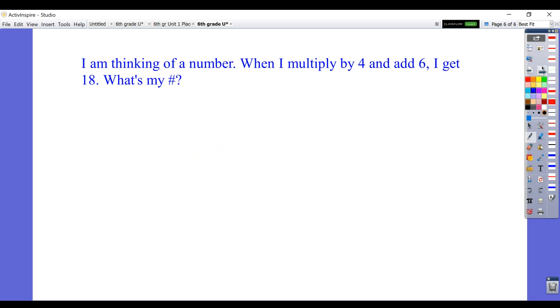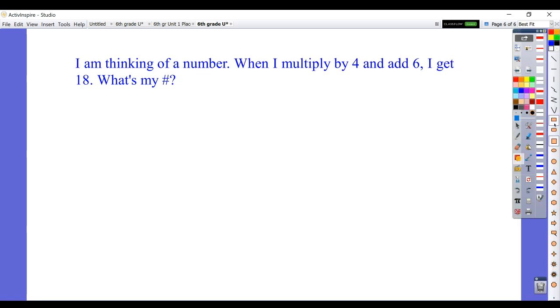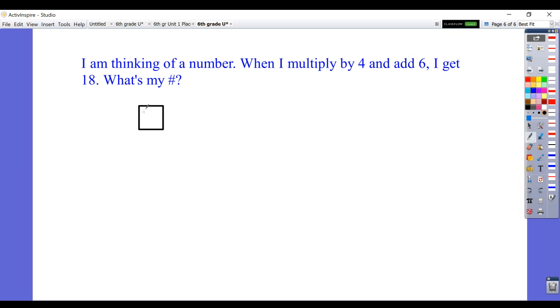I am thinking of a number. When I multiply my number by 4 and add 6, I get 18. What's my number? All right, so you can figure this out in multiple ways. You can even go back to what you've done in elementary school where you use sort of the box to represent an unknown. But if you take that unknown number and you multiply by 4, and then you add 6, it needs to equal 18. So the question is, what number multiplied by 4 and adding 6 equals 18?